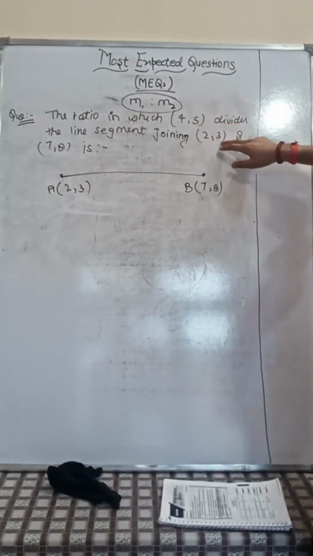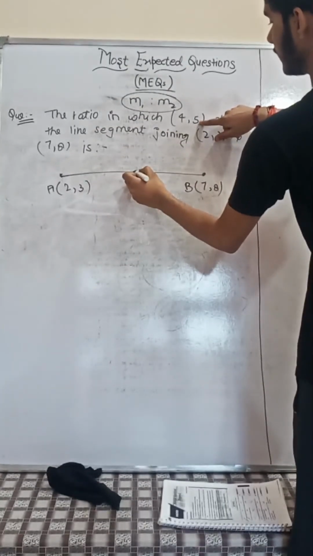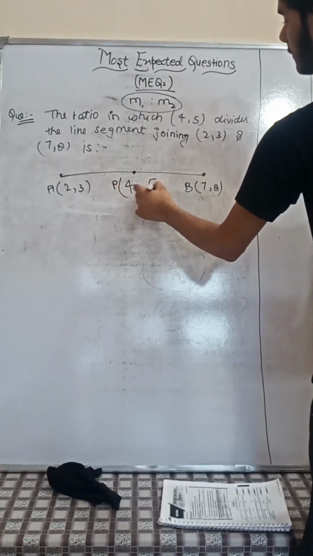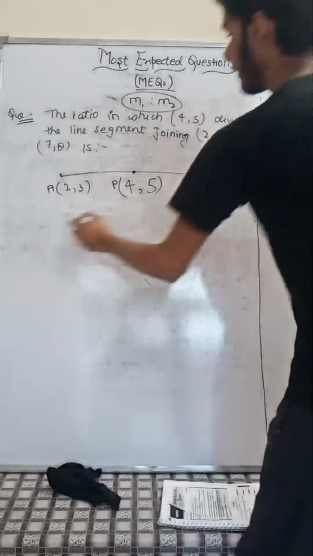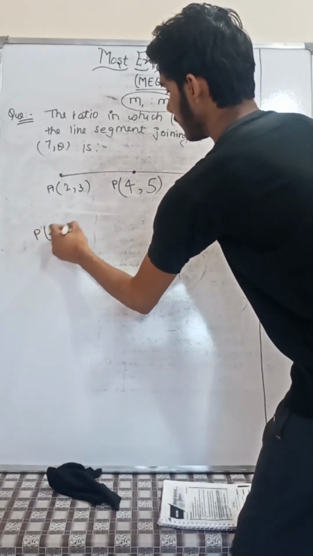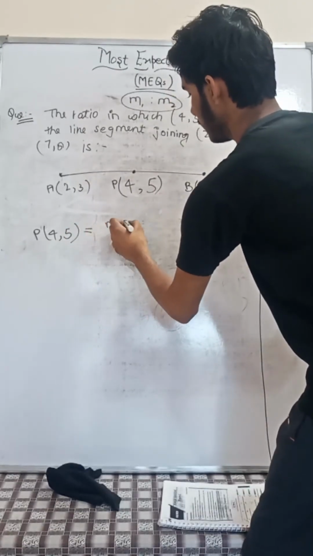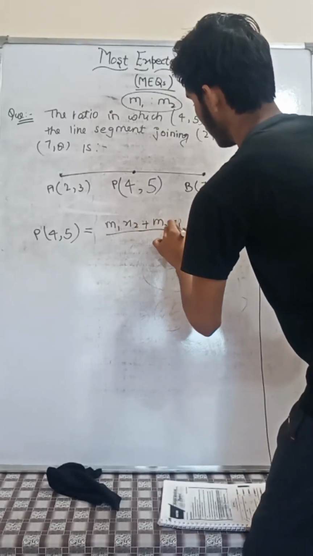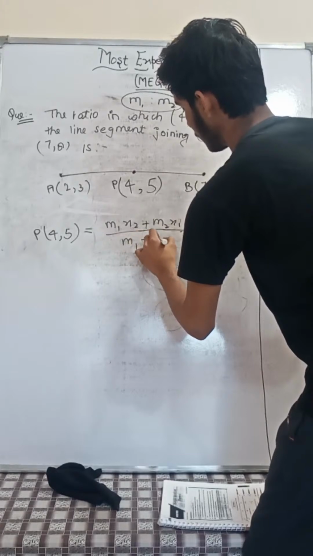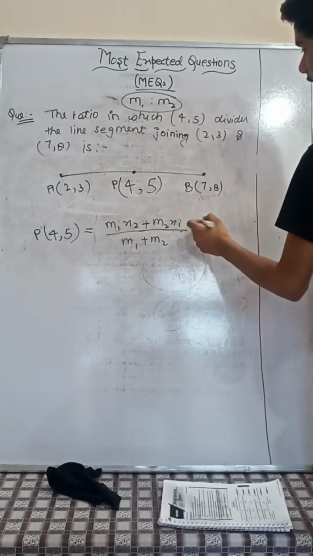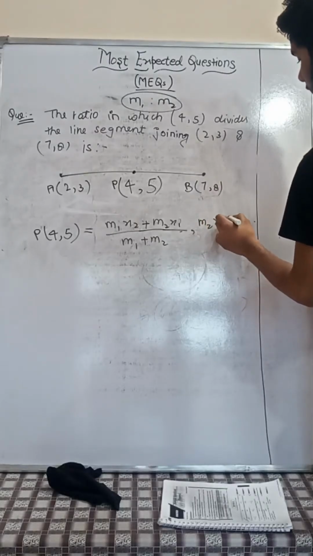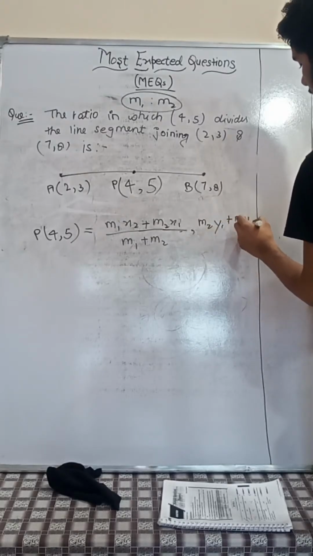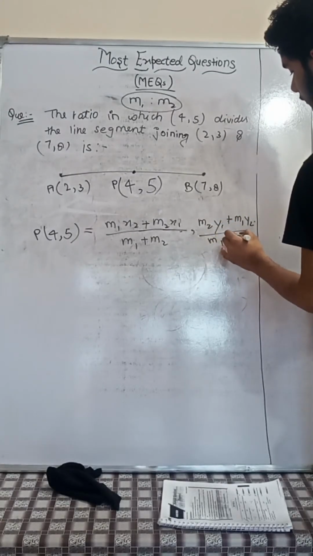This point is dividing these two points. Let us call this point P. P is (4, 5). Now according to the section formula, the point P (4, 5) equals (m1 x2 plus m2 x1) upon (m1 plus m2).